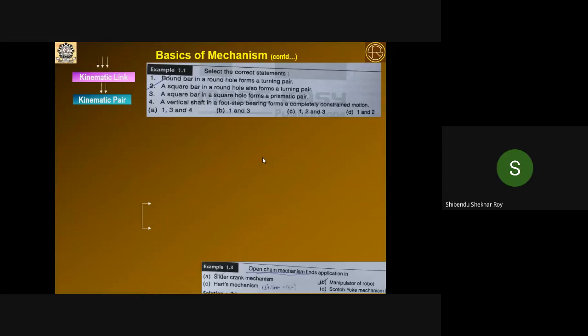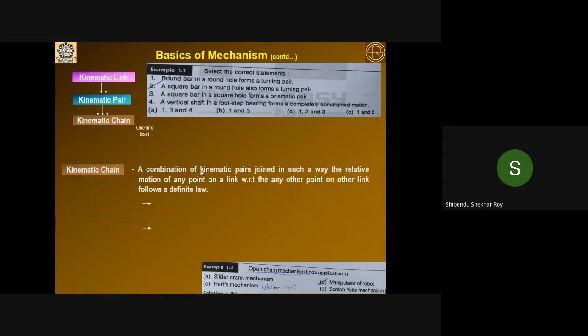So I would like to stop with this particular slide. Now here I would like to explain that you understood the kinematic pair. Now a combination of kinematic pairs joined in such a way that the relative motion of any point on a link with respect to any other point on another link follows a definite law, then it forms a kinematic chain. That means a series of links connected through joints. In between two links it is called a pair, and the total thing is basically a kinematic chain.